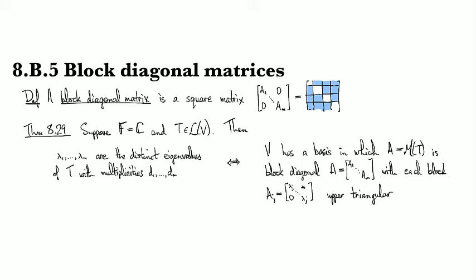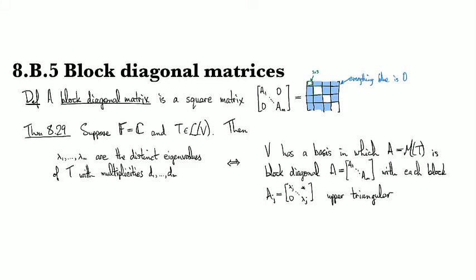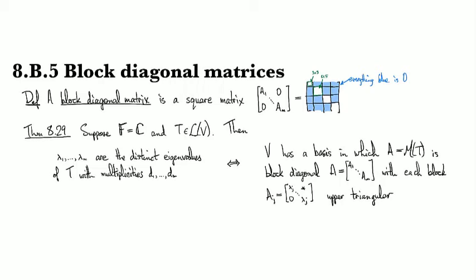Okay, so everything blue is a 0. It could be the case that this little box right here is, say, a 3x3 matrix, and this one here might be a 5x5 or whatever. But they're bigger than a 1x1, so they're not just single entries. Okay, so that's what a block diagonal matrix looks like.